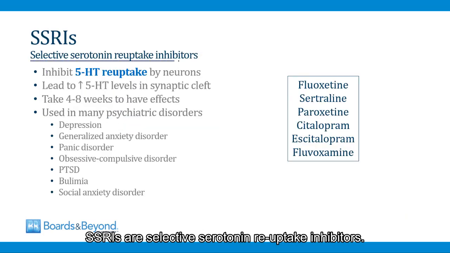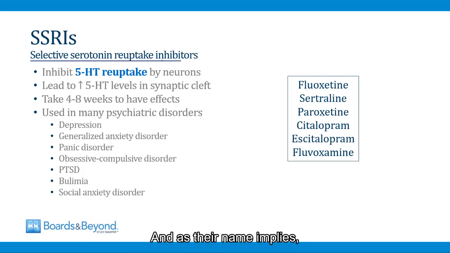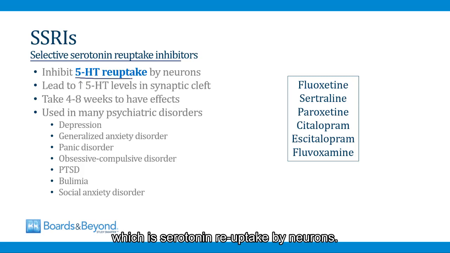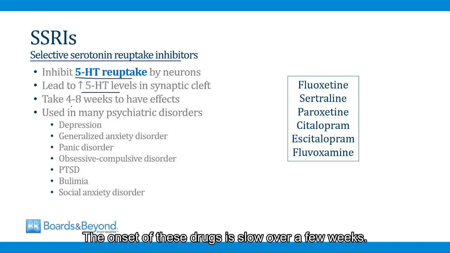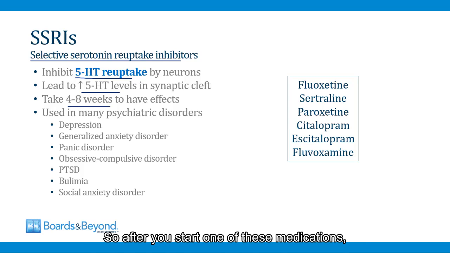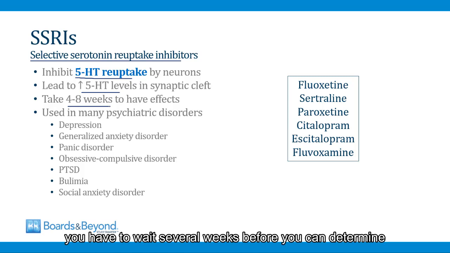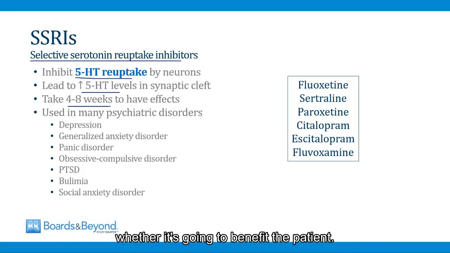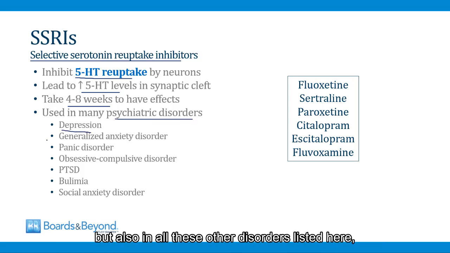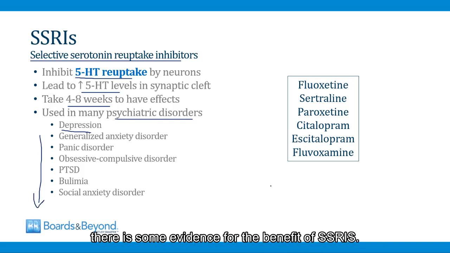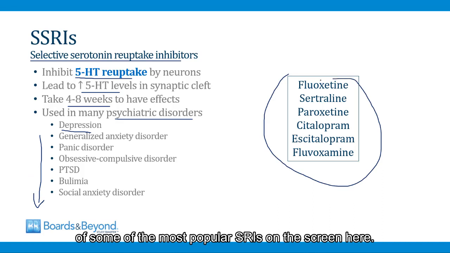SSRIs are selective serotonin reuptake inhibitors, and as their name implies, these drugs selectively inhibit 5-HT, which is serotonin, reuptake by neurons, and this leads to higher levels of serotonin in the synaptic cleft. The onset of these drugs is slow, over a few weeks, so after you start one of these medications, you have to wait several weeks before you can determine whether it's going to benefit the patient. And they're used in many psychiatric disorders, especially depression, but also in all these other disorders listed here, there is some evidence for the benefit of SSRIs, and I've listed the names of some of the most popular SSRIs on the screen here.